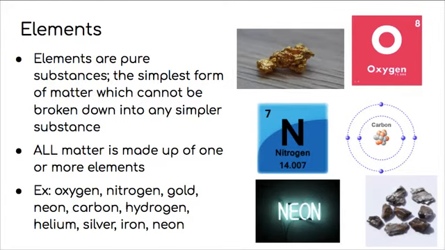All matter in the entire universe is made up of one or more elements. So some matter is made of a single element, like a piece of gold, and other matter is made up of many, many different elements. Some examples of elements that you've probably heard of: oxygen, nitrogen, gold, neon, carbon, hydrogen, helium, silver, iron. I could go on and on. But again, elements are the simplest substance. They cannot be broken down into any more simple substance, and they are the substances that make up all matter in our universe.